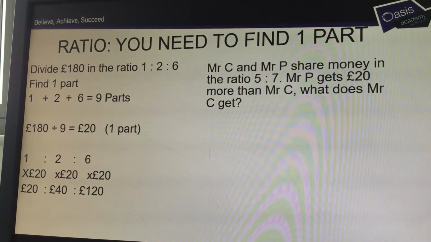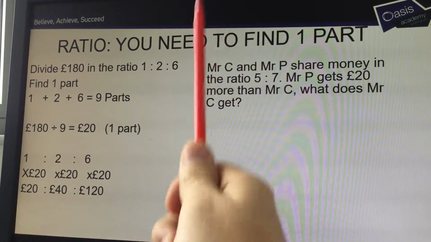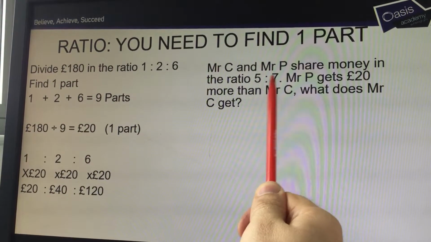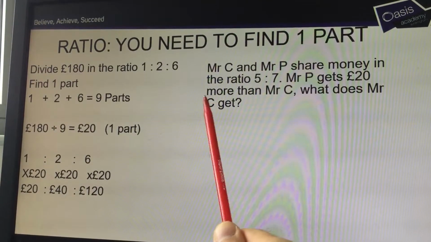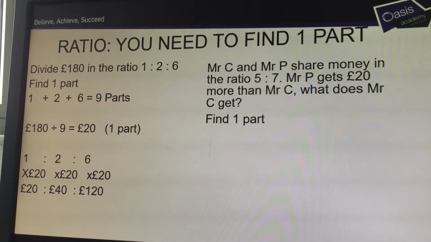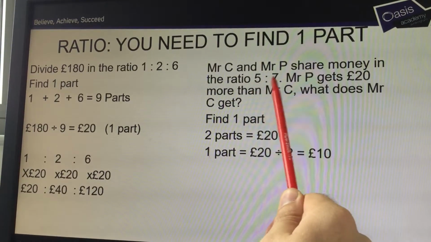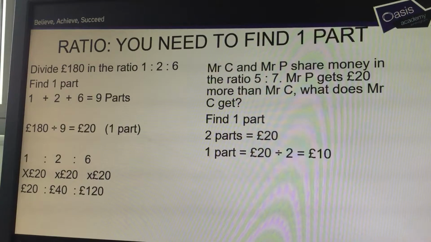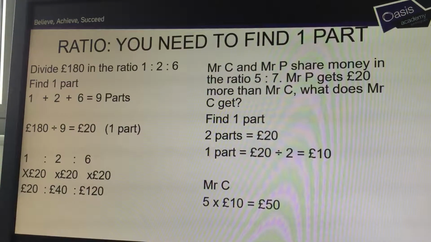This one is slightly different. Again, you've seen this a few times, but again, it hasn't really all completely featured. So you've got 5 to 7. Mr. P gets 20 more than Mr. C. So we know that 2 parts is worth £20 because that's how much more this person's getting. And then we divide it by 2 to get that. So I will get 50.